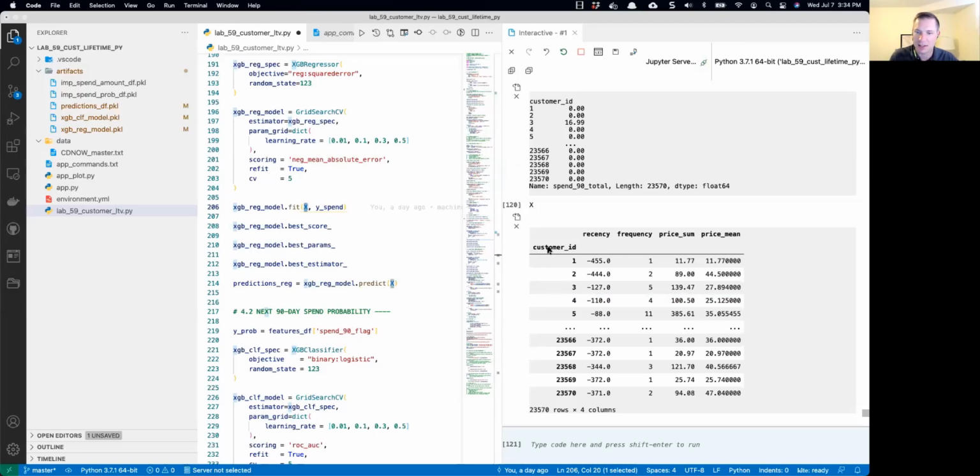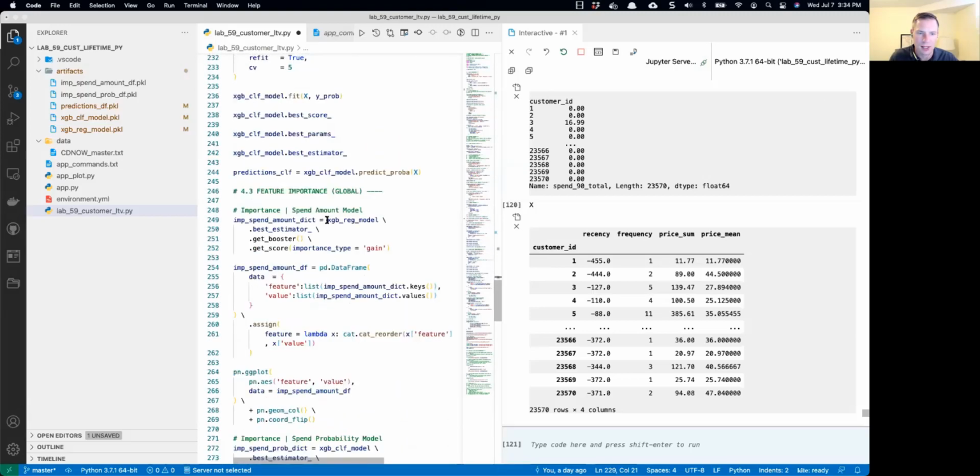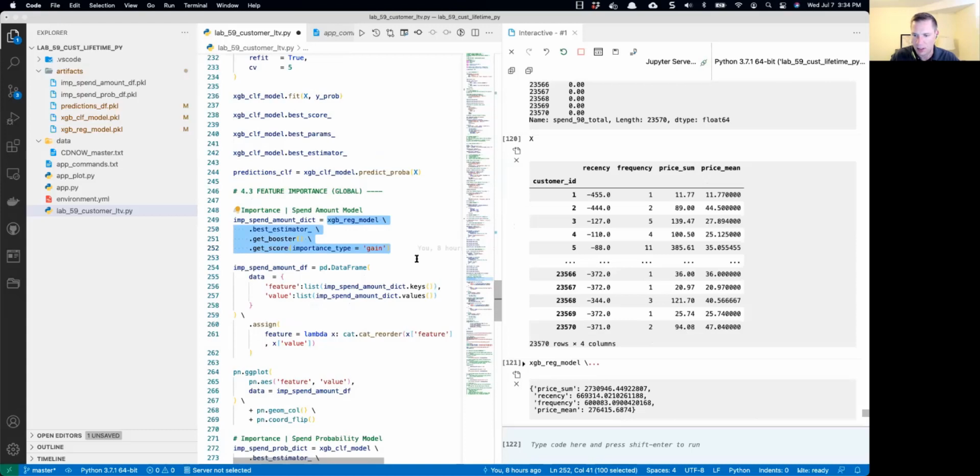Elizabeth asks, does Scikit-Learn show which feature had the most impact on the prediction? So it's not Scikit-Learn, it's actually XGBoost. The XGBoost model has the feature importance, and we extract it out by grabbing the best estimator, get the booster, and then get the score. So that's what this does. This gives us our feature importance. Now, this is a global feature importance, so it doesn't tell us specifically why customer one is either likely or not likely to buy. But what it does is it says on average, the price sum tends to be a pretty important feature to the future spending amount. So you should try and increase that or target those customers if they're not spending in the future.